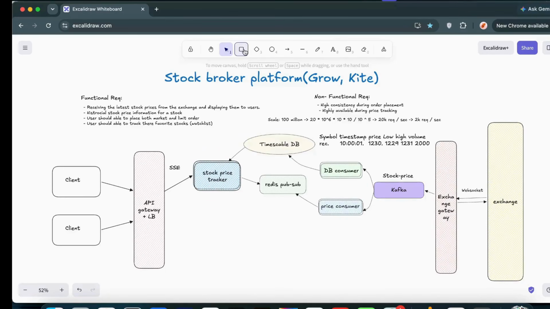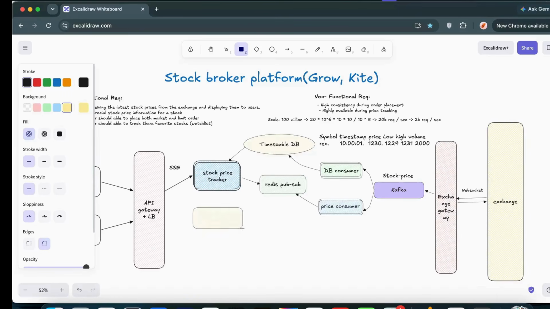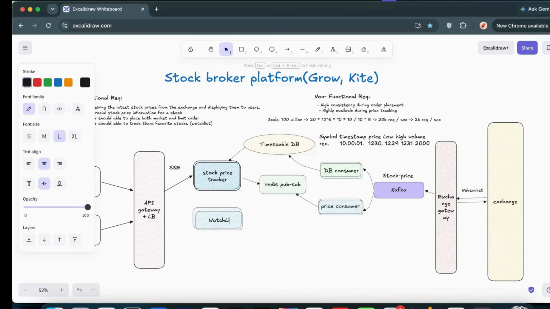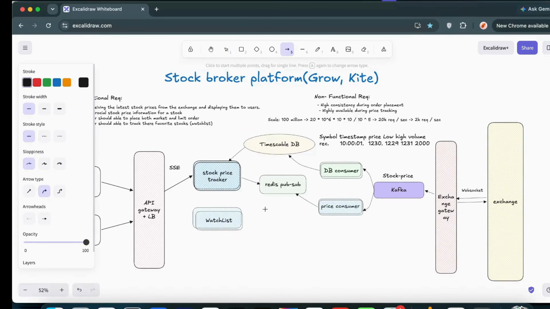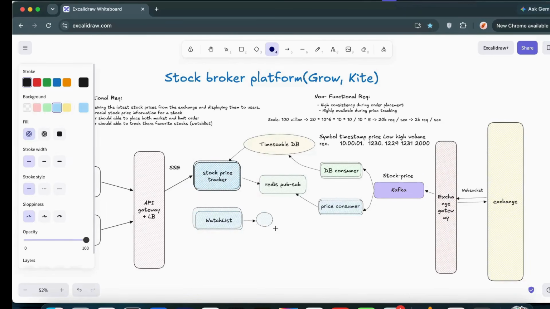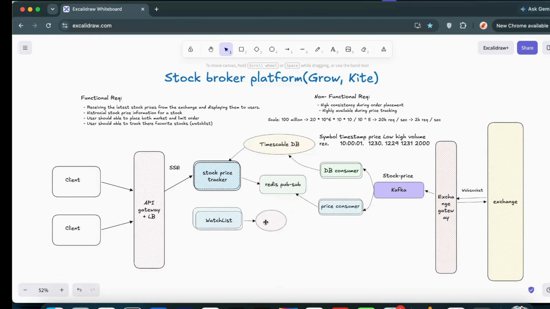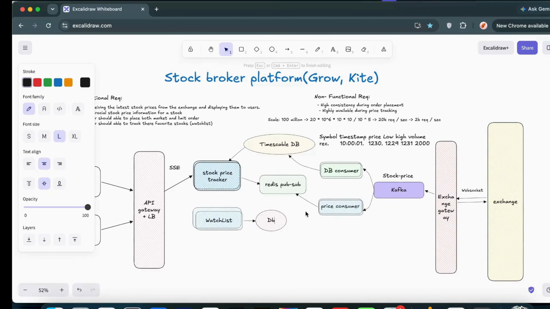So there can be another watch list service we can have here. Obviously it will be horizontally scaled again, and we can call it the watch list service. And we will have a database, a simple SQL DB right over here. Sorry, it's not stock prices for a particular user. We can have the user ID and the stock symbols.